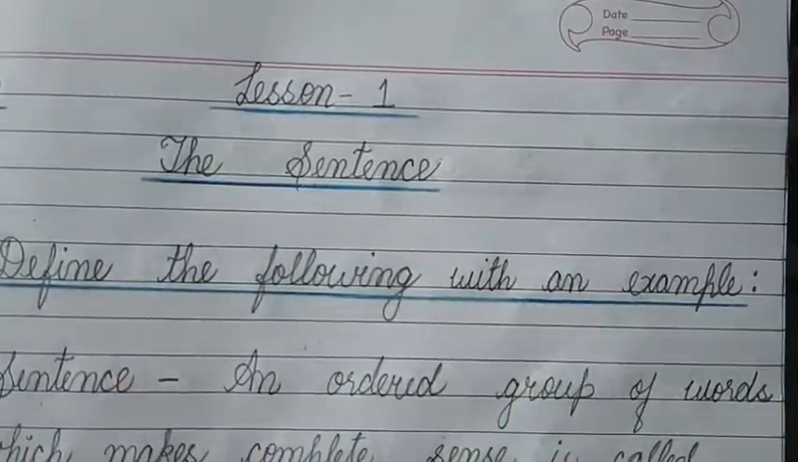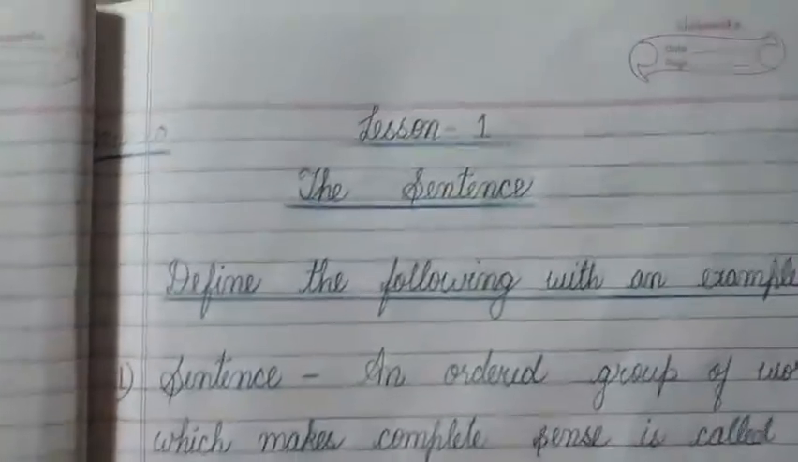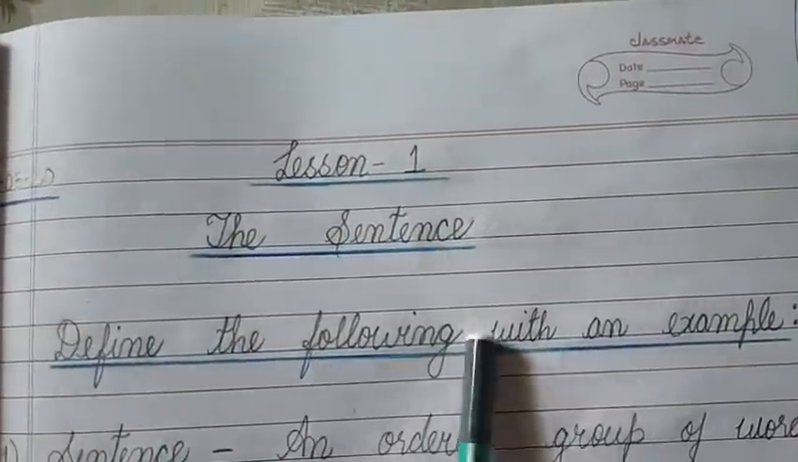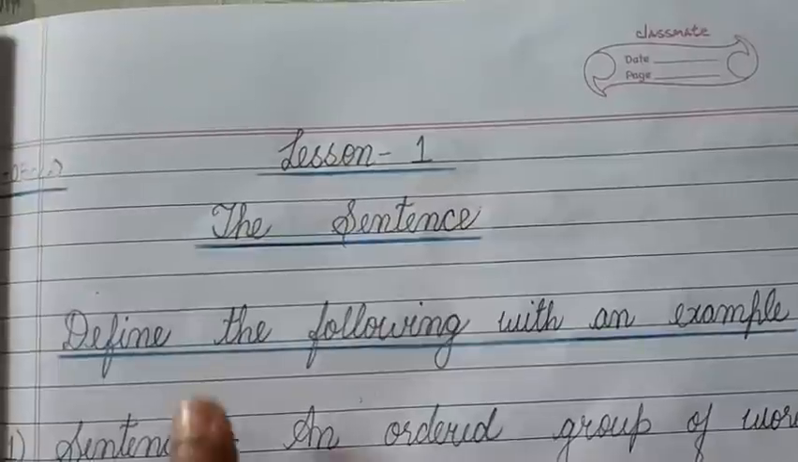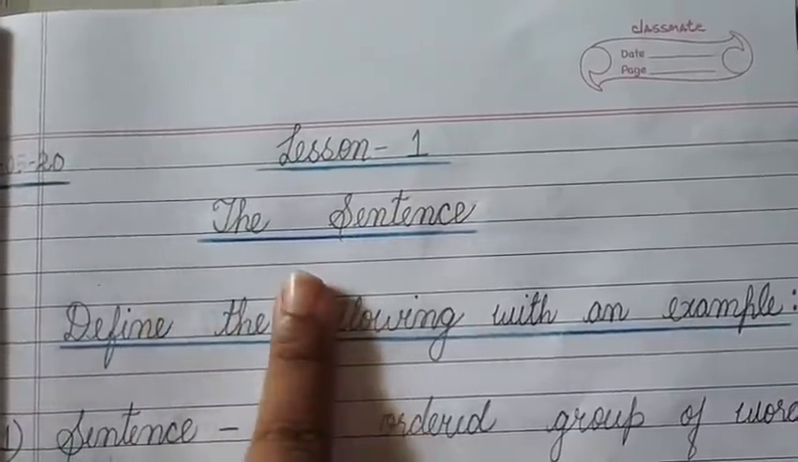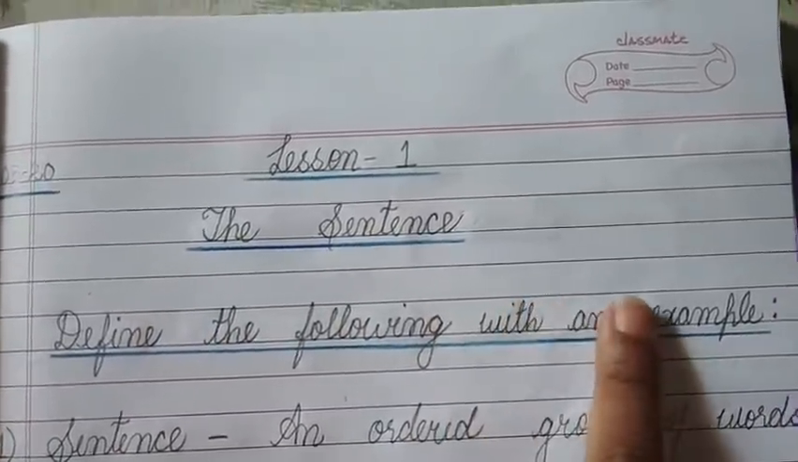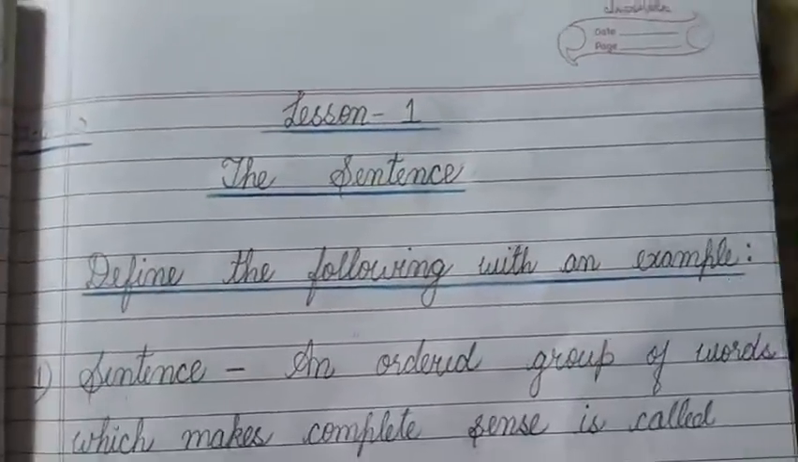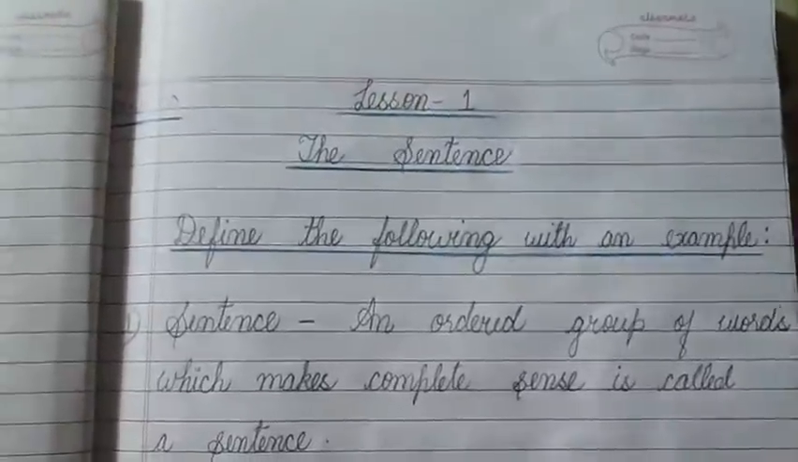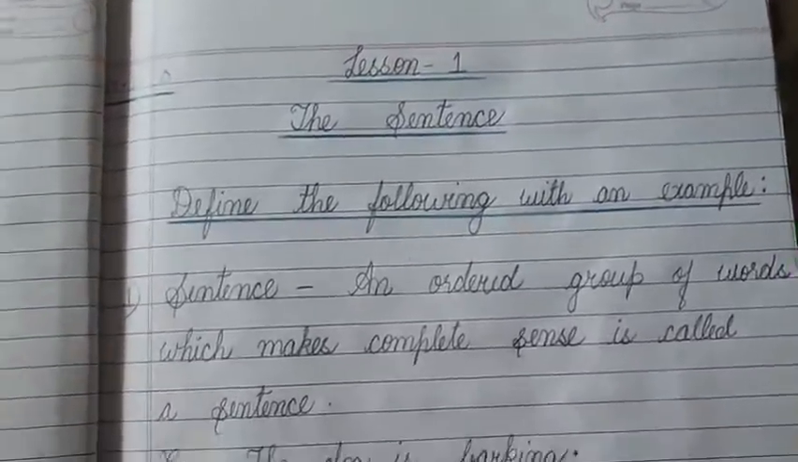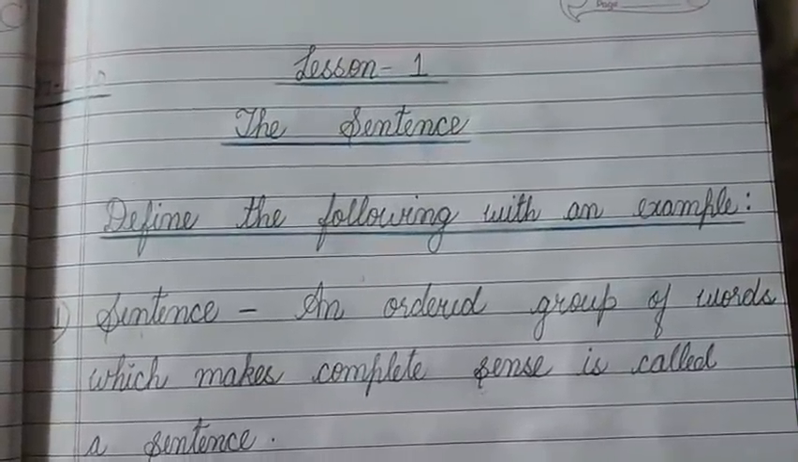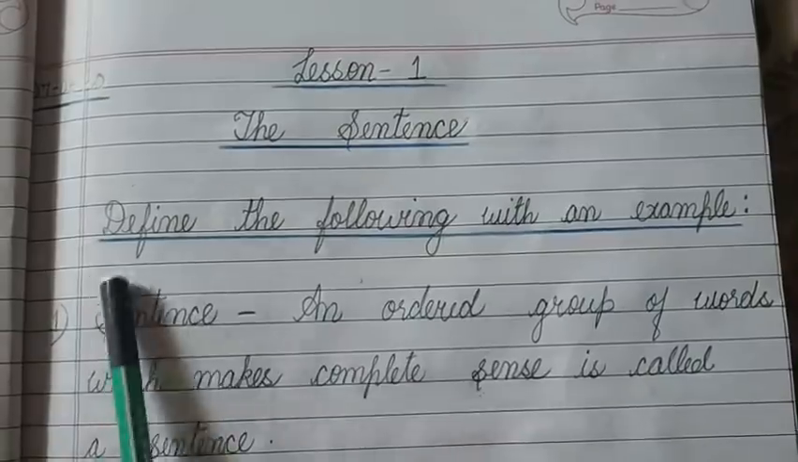Define the following with an example. You will give the heading, and you can see, children, one finger gap I have given between the words. While writing you can keep your fingers and write down the next word. Don't write in bad handwriting, children, because those copies I will not check. I am telling you in advance. Those who will not write neatly, their notes will not be checked. So, define the following with an example. You will write it like this.